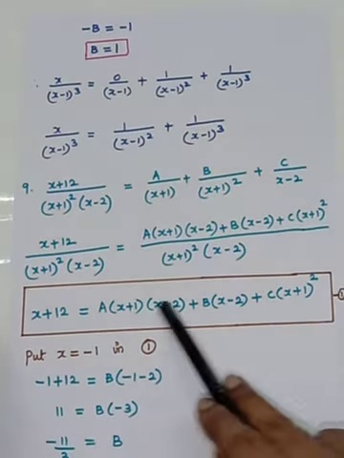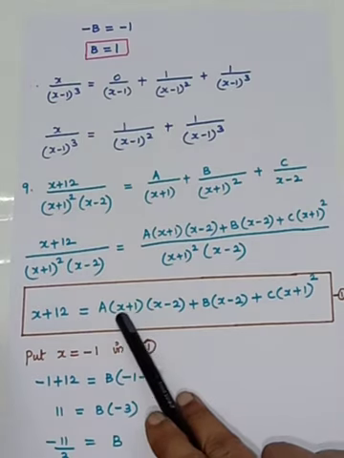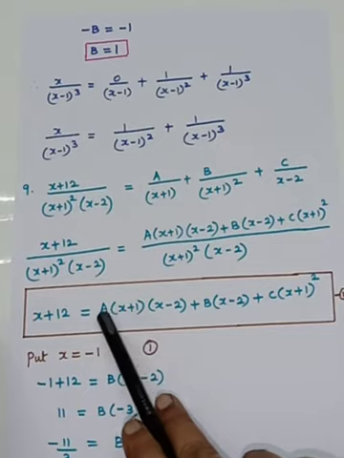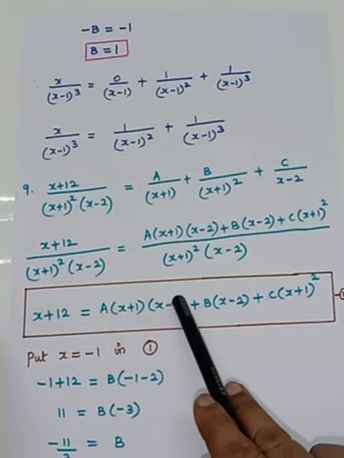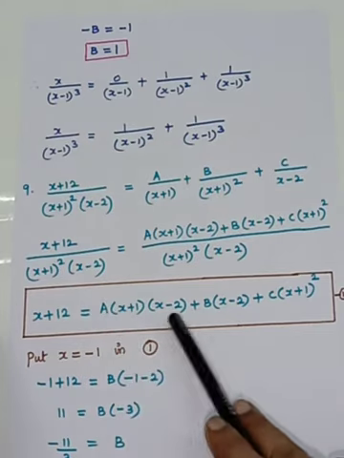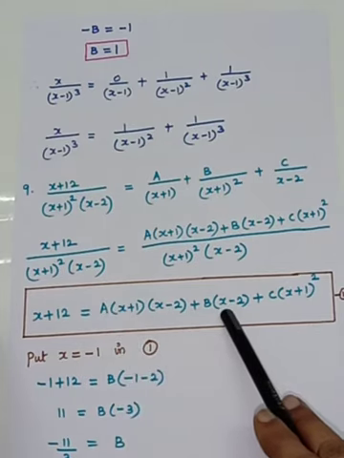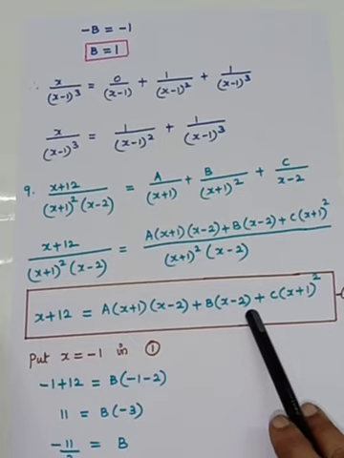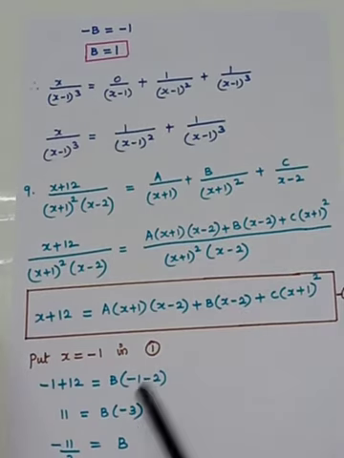Okay, and come to the right side, minus 1, if you substitute here, what will come? This term will become 0. A into 0 into x minus 2, everything will become 0. So the whole term will become 0. And come to here, what value are you substituting for x? It is minus 1. So minus 1 minus 2 is what? So it is minus 3 into b.